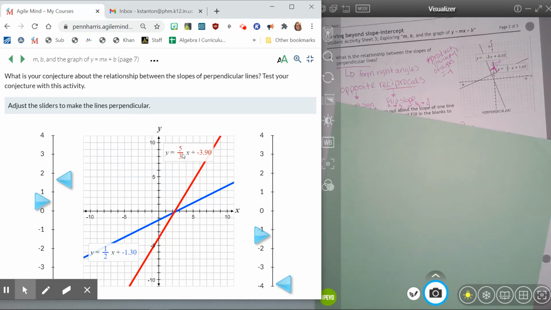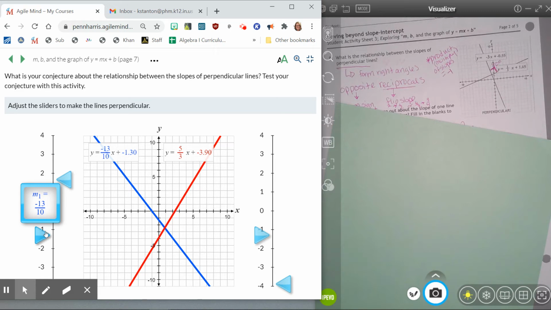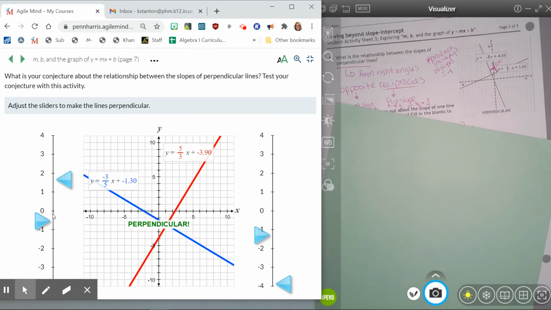So if I see my slope as a +5/3. So the first thing I told you guys was to make it negative. So now I'm down in the negatives, and I need to make it flipped now. It was a 5/3. It's going to become a 3/5. So let's see, there's -4/5, -3/4. There we go. And there it tells me that it's perpendicular.